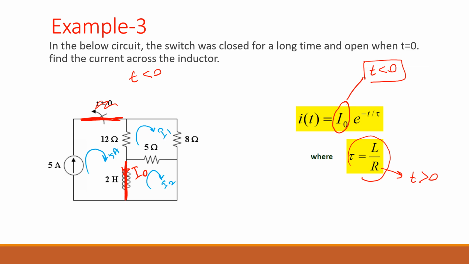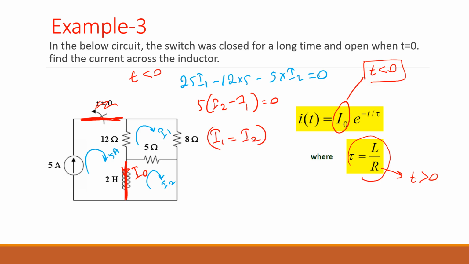So if I apply the KVL to mesh 1, I can write 12 plus 8 is 20. So 25 I1 minus 12 times 5 minus 5 times I2 is equals to 0. Am I right? And if I apply the KVL to mesh 2, I can write 5 times I2 minus I1 is equals to 0. So we can say I1 is equals to I2. Is that right? Am I right? So we have done this in week 2, isn't it? Week 2 or 3. Mesh.